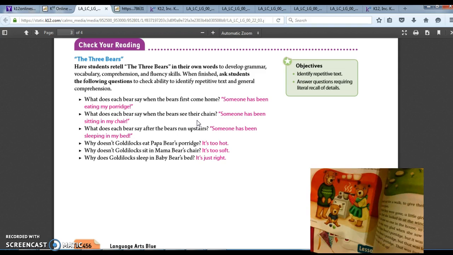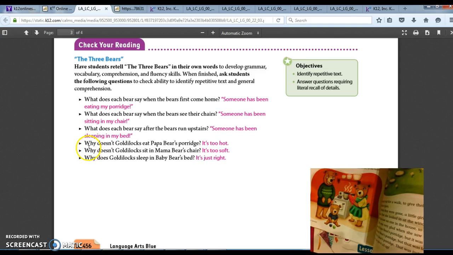Next question. What does each bear say after the bears run upstairs? Tell your learning coach that. "Someone has been sleeping in my bed." And those lines are repeated by each of the bears.